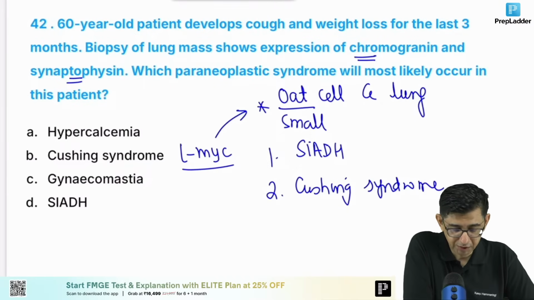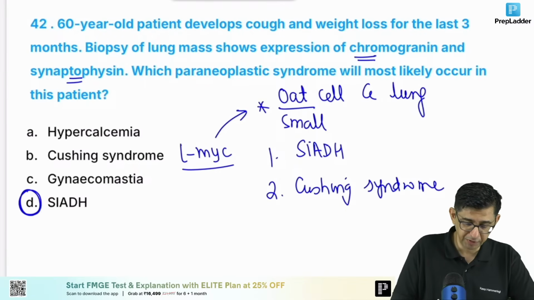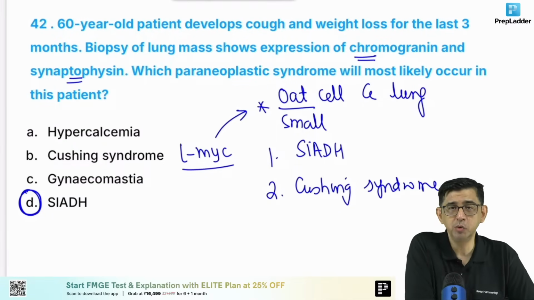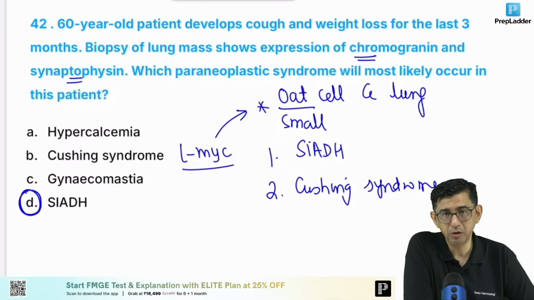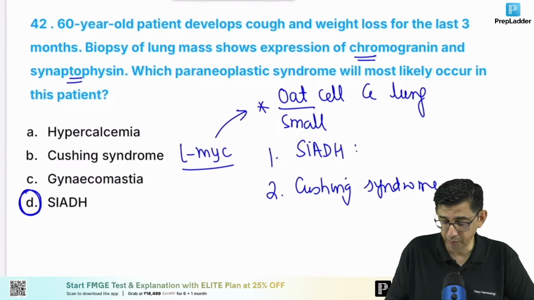But the paraneoplastic manifestation is what was asked here. The commonest paraneoplastic manifestation is SIADH, syndrome of inappropriate ADH secretion. It is not the most common symptom, but it is the commonest paraneoplastic manifestation. The commonest symptom is going to be cough, weight loss and cachexia. It's the paraneoplastic manifestation, SIADH, that will cause dilutional hyponatremia.